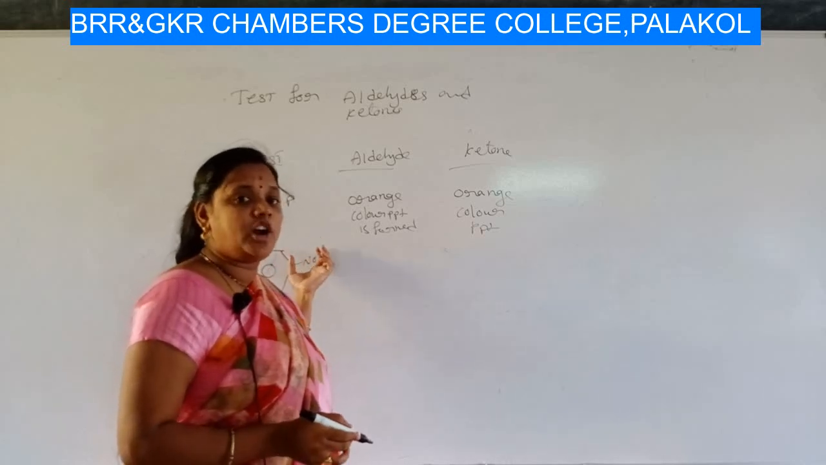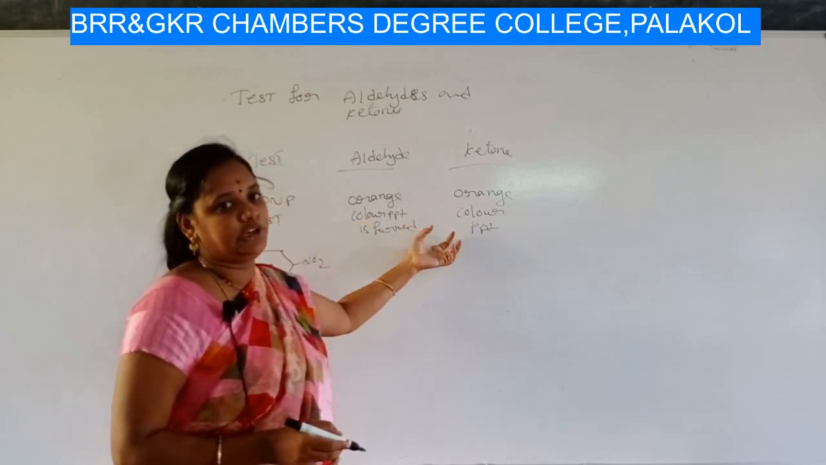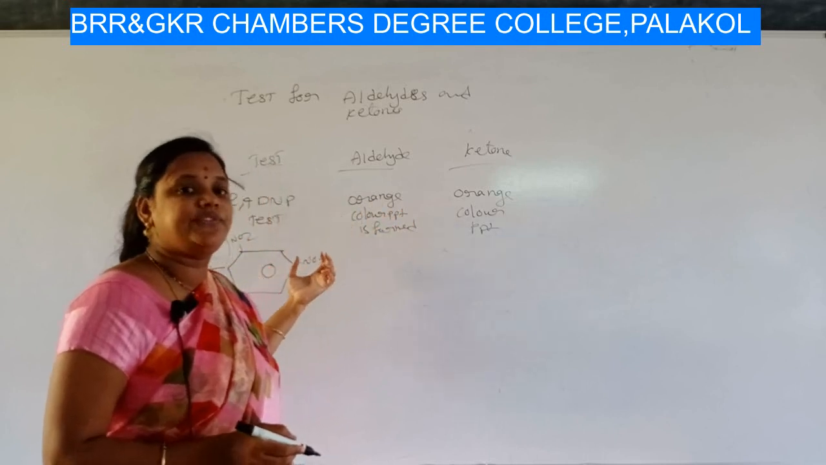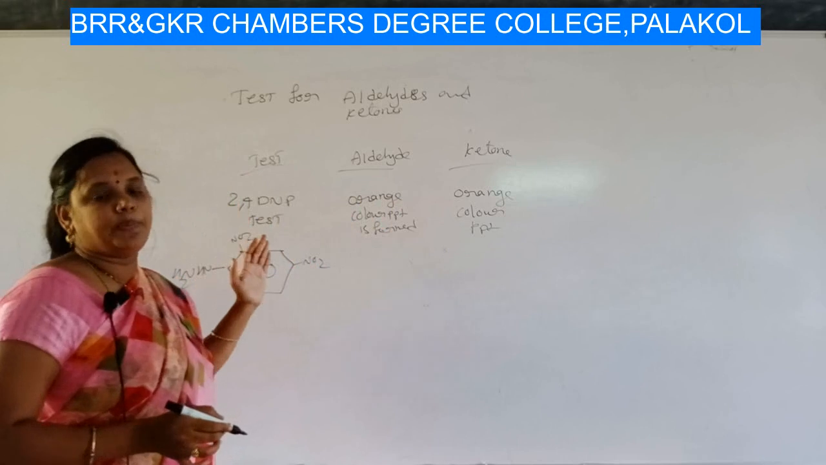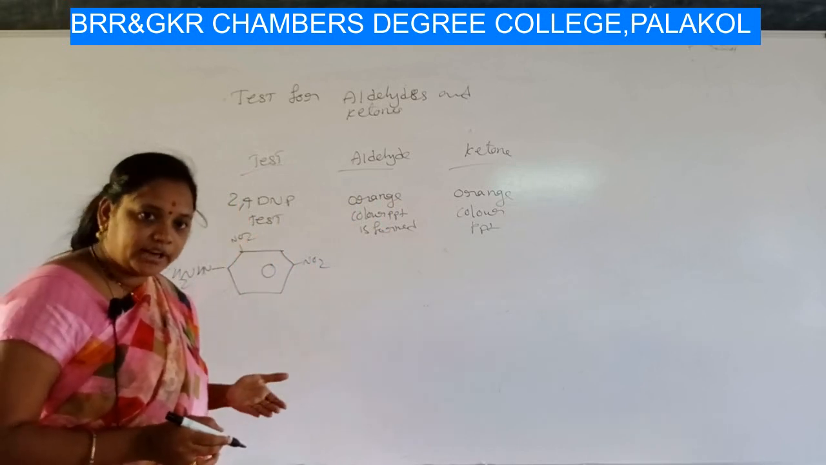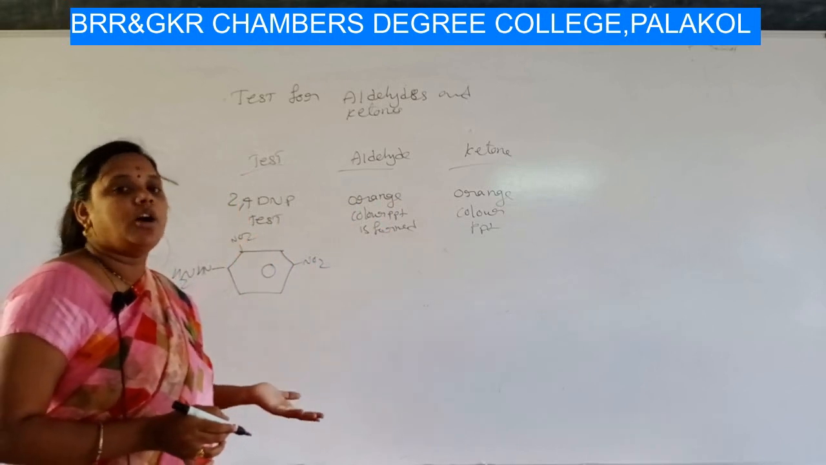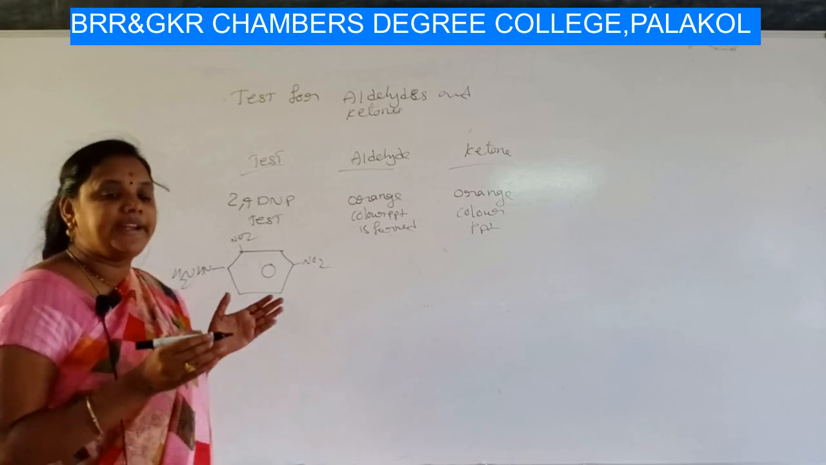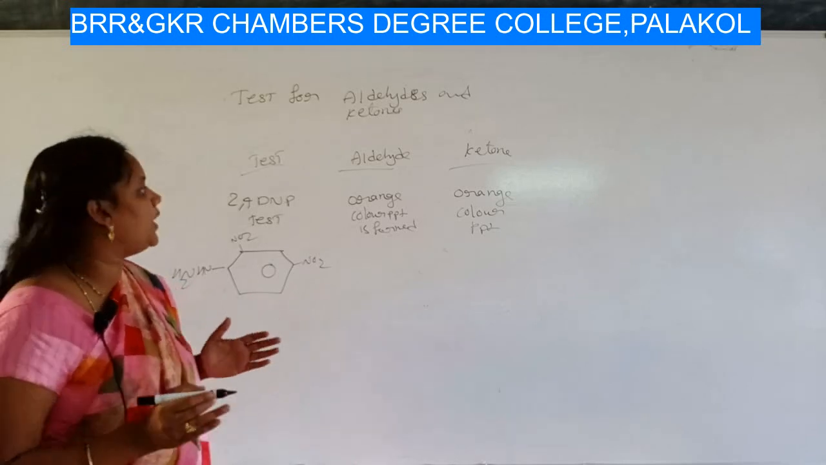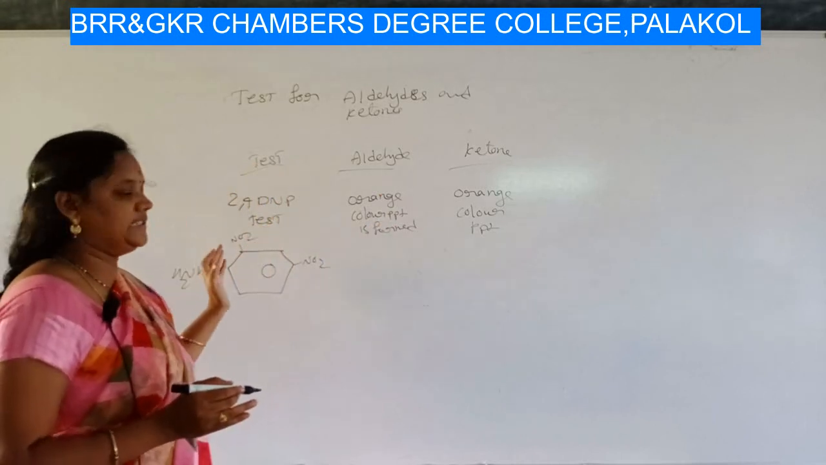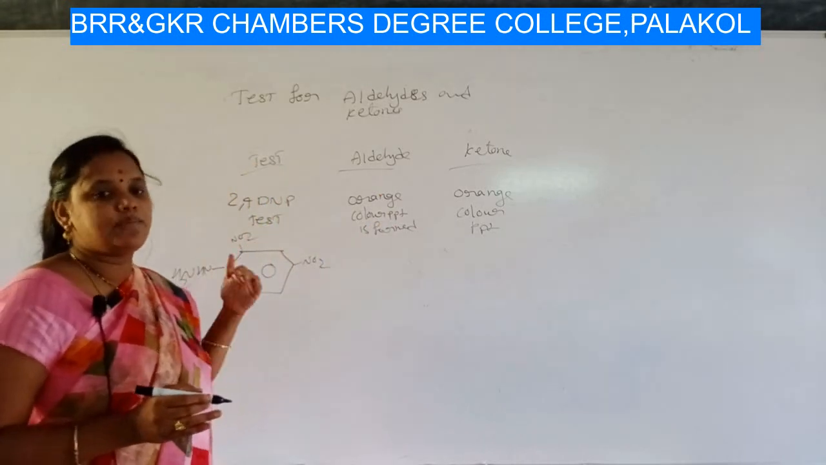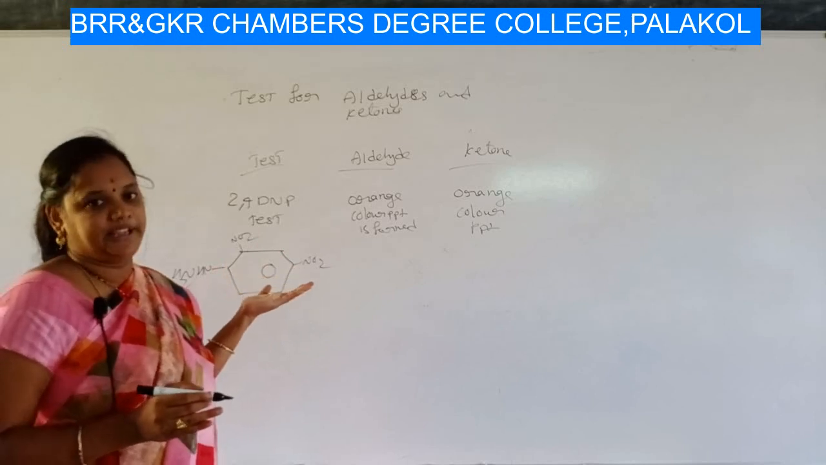This reagent cannot differentiate between aldehyde and ketone, but it is used for the identification of whether the given organic compound is a carbonyl compound or not. It is used to identify just the carbonyl group of aldehyde and ketone, because when you do this test with aldehyde or ketone, the same orange color precipitate will be obtained.